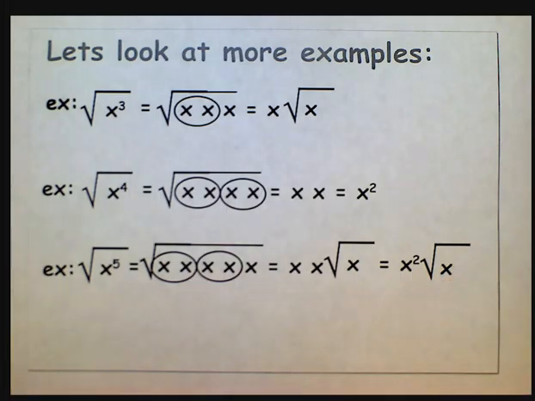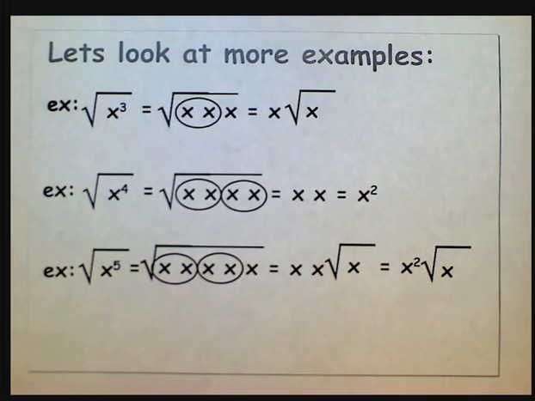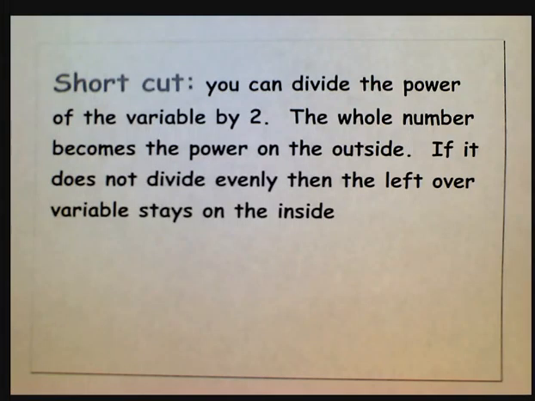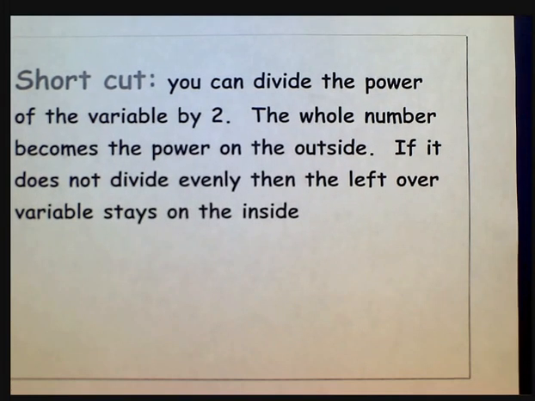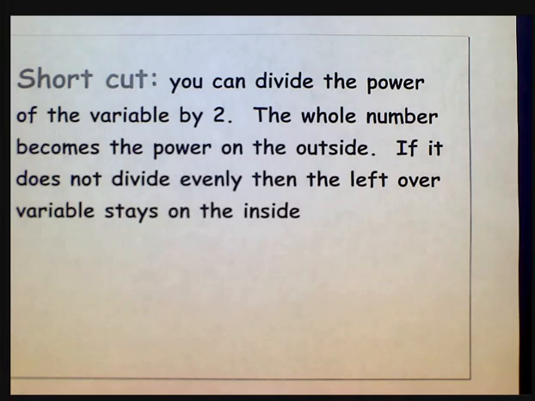So there's a shortcut way, instead of writing them all out and finding the pairs, to simplify variables. And that shortcut is you can divide the power of the variable by 2. The whole number becomes the power on the outside. If it does not divide evenly, then the leftover variable stays on the inside. So let's look at some examples. I will do some where I expand them out, and I will also do some where I use the shortcut.